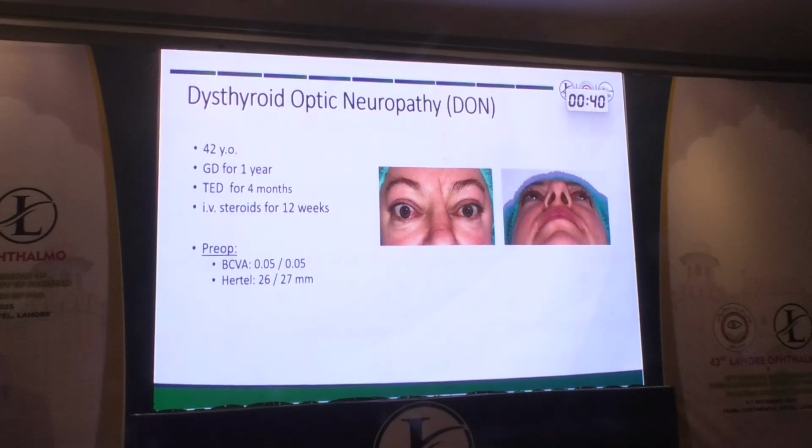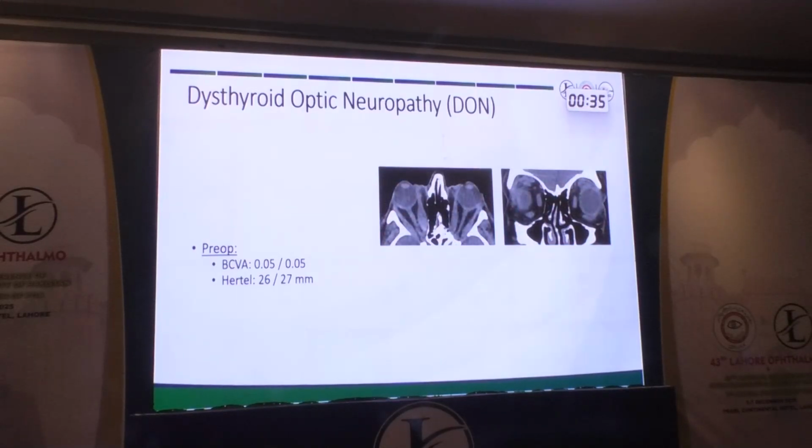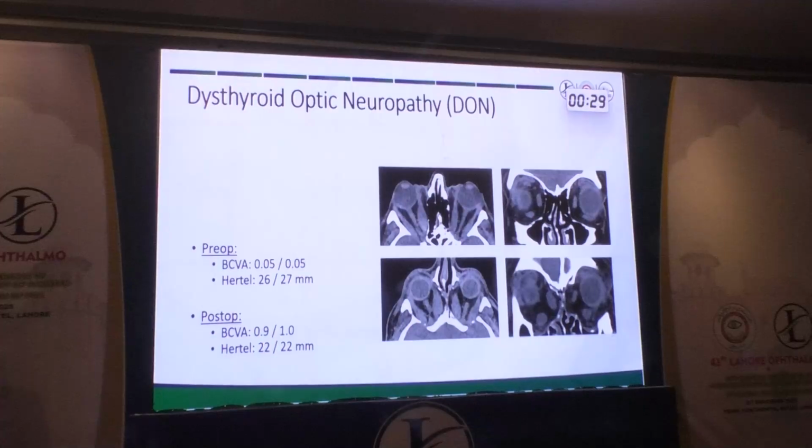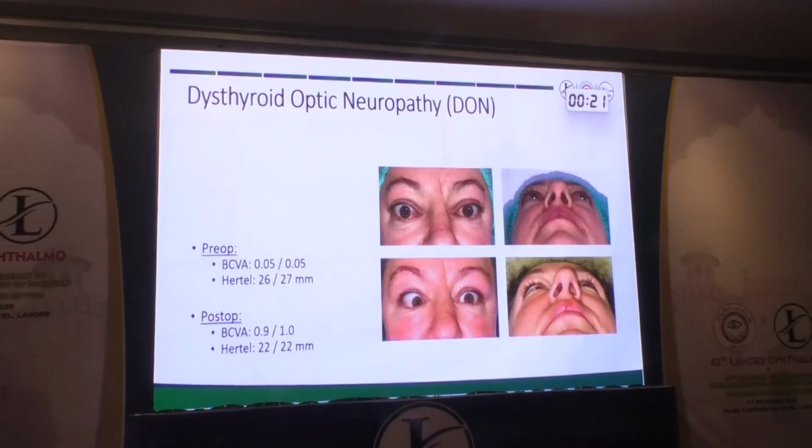This was a patient who came to us with very low vision because of compressive optic neuropathy, and the optic nerve was stretched as well at the same time. We did a 3-wall decompression on her, and after that her vision improved, full on the left side, 0.9 on the right side. As a result, she had strabismus on the right eye, which was corrected later on with a second surgery.